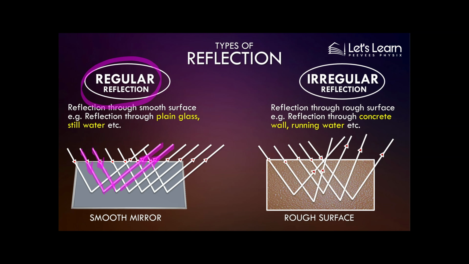Regular reflection gives you a clear image. Irregular reflection doesn't give a clear image. Simple example, regular reflection is from a plain mirror. You can see the image in a plain mirror or in a plain glass piece. But irregular reflection takes place from a piece of paper, where you won't see your image. Why don't you see your image? Because it is irregular reflection.